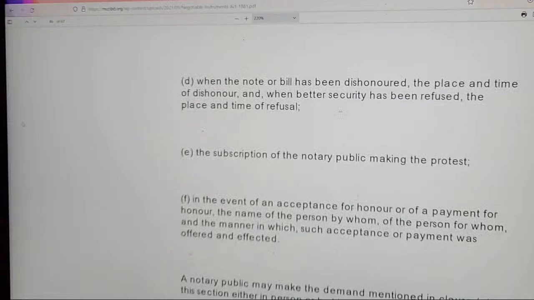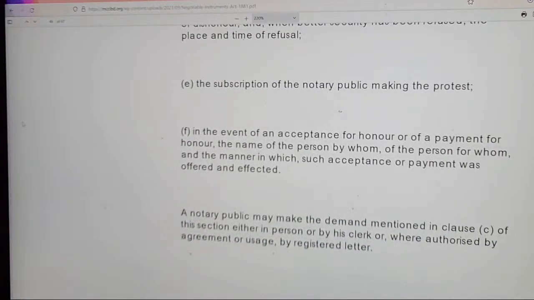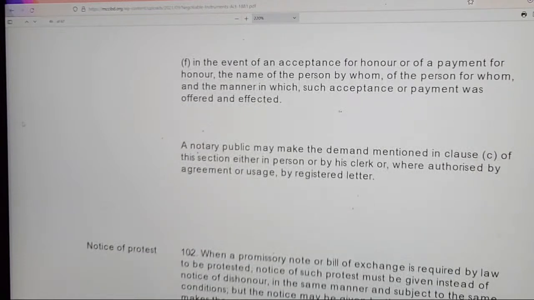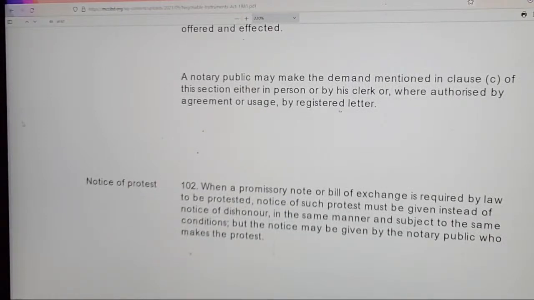D, when the note or bill has been dishonored, the place and time of dishonor, and when better security has been refused, the place and time of refusal. E, the subscription of the notary public making the protest. F, in the event of an acceptance for honor or of a payment for honor, the name of the person by whom, of the person for whom, and the manner in which such acceptance or payment was offered and effected. A notary public may make the demand mentioned in clause C of this section, either in person or by his clerk, or where authorized by agreement or usage, by registered letter.